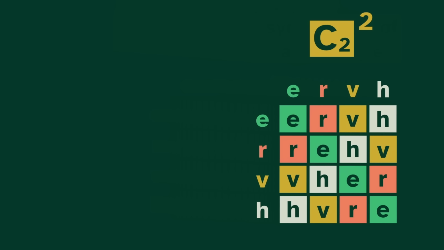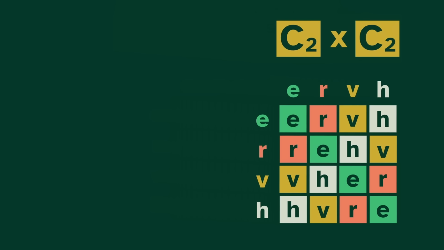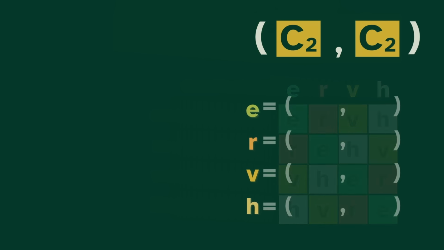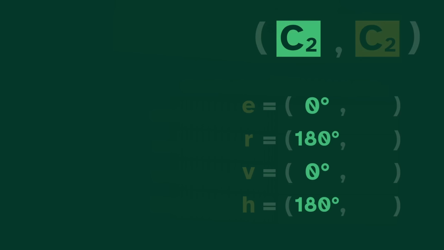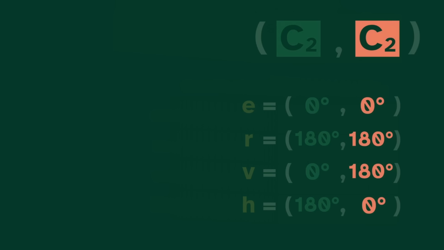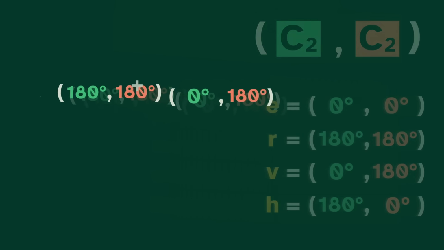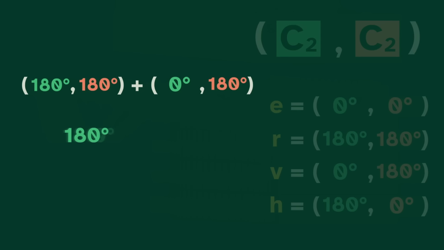Wait, you can square a group? Yeah, it's the same as C2 times C2. Multiplying two groups is like putting them into an ordered pair. Each element has a coordinate from the first group and a coordinate from the second. To combine elements, we combine the first coordinates and then the second ones. The operations work separately. So, can we multiply any two groups? Hey, don't spoil it. We'll get to that in a minute.